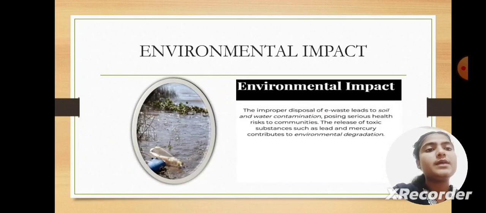Environmental impact. The improper disposal of e-waste leads to soil and water contamination, posing serious health risks to communities. The release of toxic substances such as lead and mercury contributes to environmental degradation day by day.